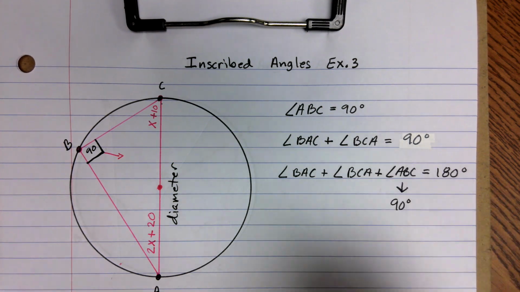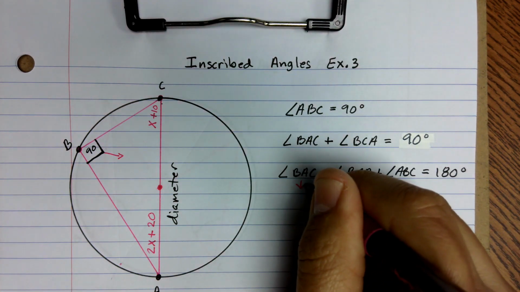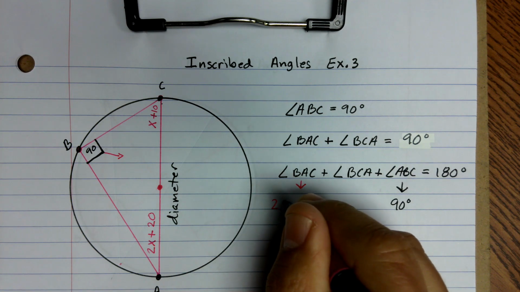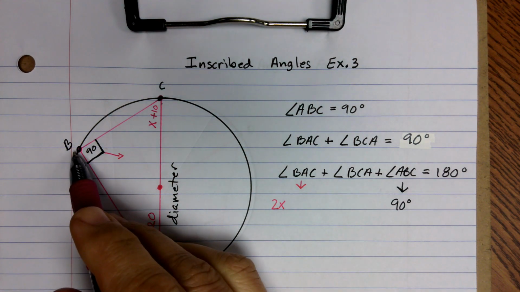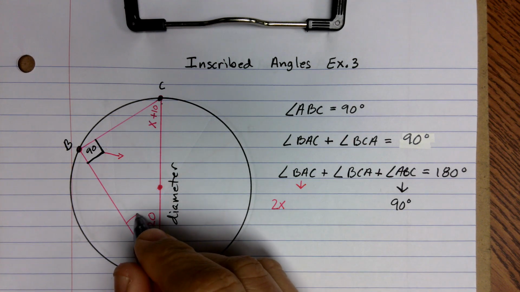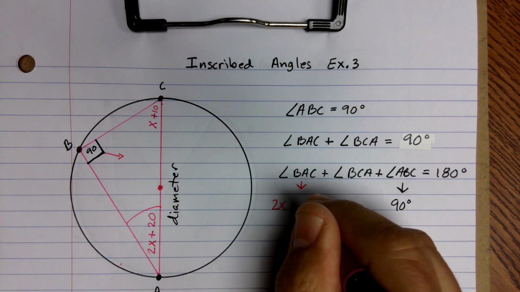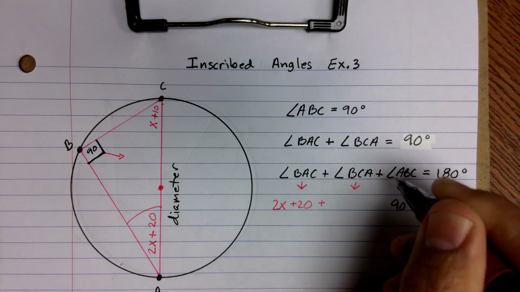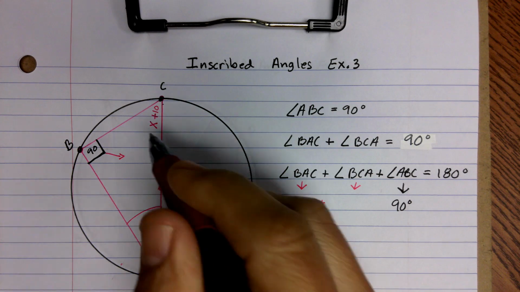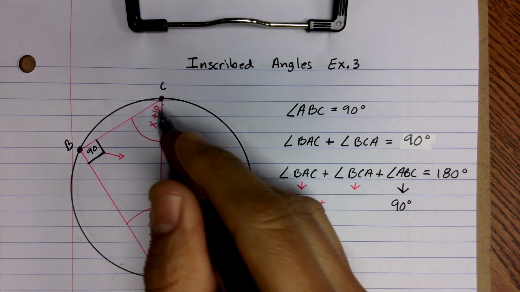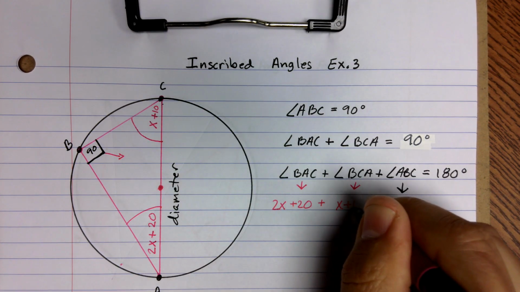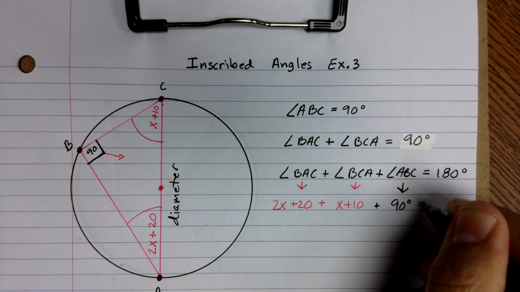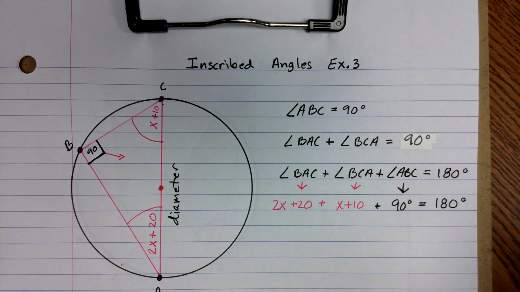Now the other two, we know what they are as well, right? They're an expression. So even though we don't know the actual value of the angle, we can go ahead and write the expression that's been given. So for instance, BAC is this angle right here, and it's 2x plus 20. And then I'm going to add that to angle BCA. So BCA is x plus 10. Plus angle ABC, which was 90, is equal to 180 degrees.